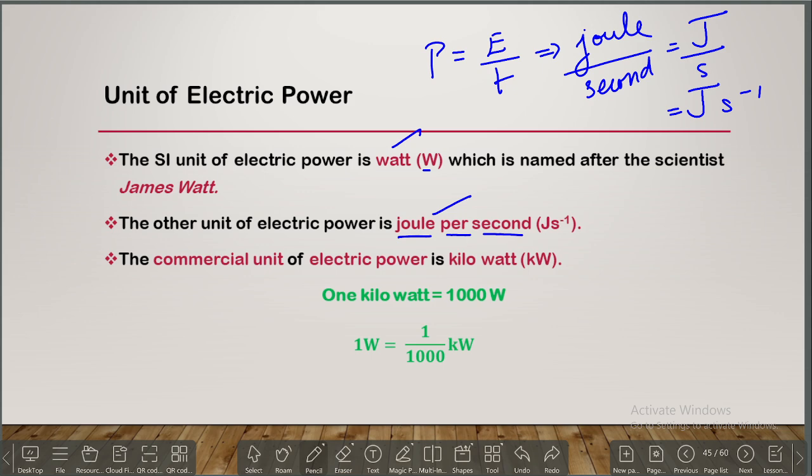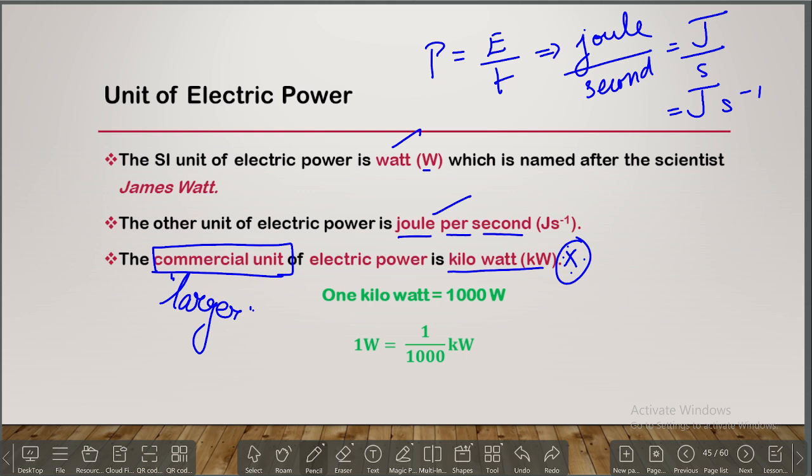And what is the commercial unit of power? Whenever you are going for a larger scale, if it is a smaller value you can use watt itself, but if it is a larger value, we need to go with the commercial unit, and the commercial unit of power is kilowatt. So read the question carefully: either they are asking about electric power or about the commercial unit of electric power.